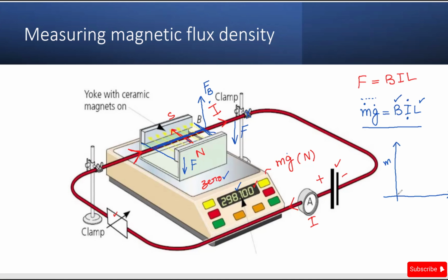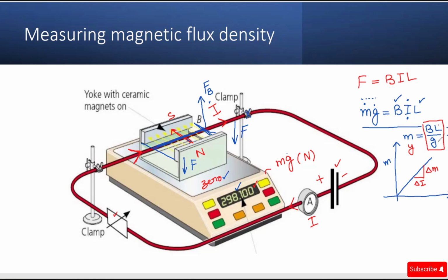So with the y-intercept at 0, you will see that our graph will be a straight line, because this equation can be written as M equals BL over G times current I. Here M is along the y-axis and current is along the x-axis, so this is a straight line, and BL over G is the gradient of this line. So the gradient, delta M over delta I, is going to be BL over G.